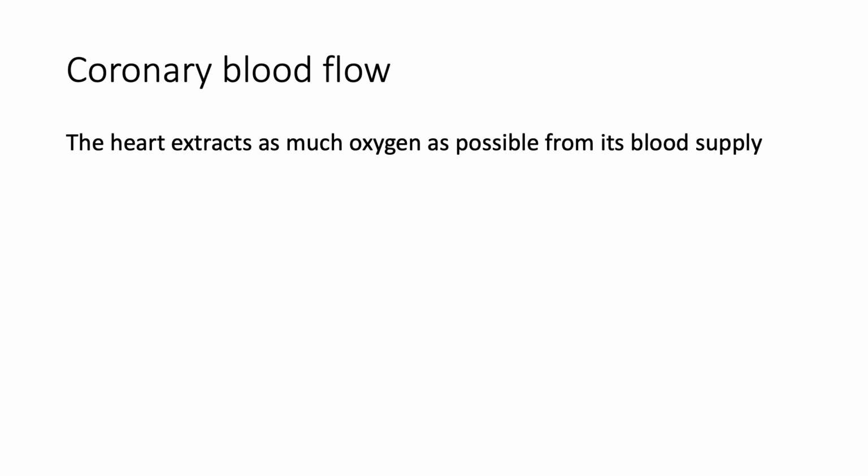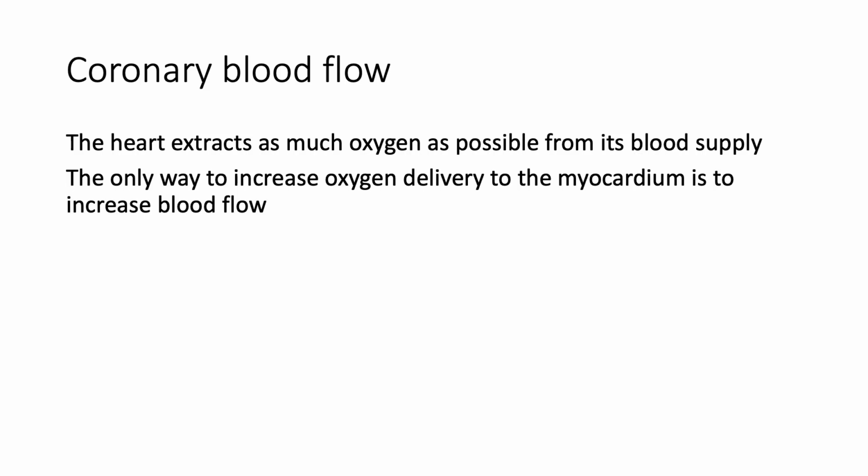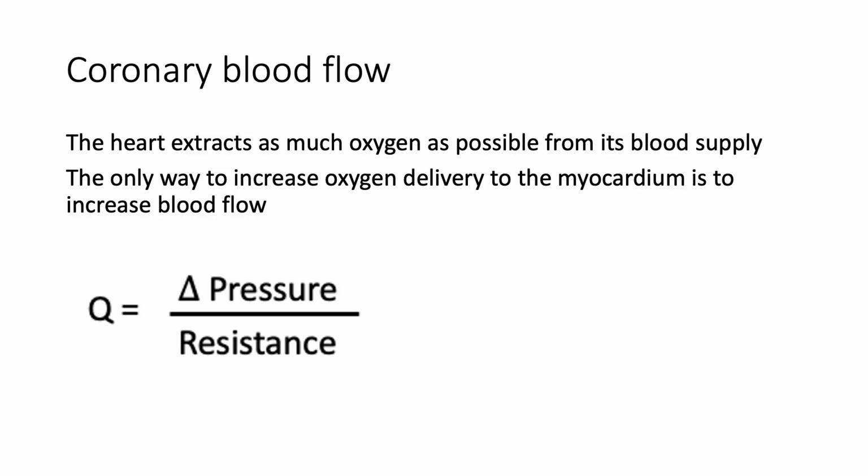All right, let's talk about coronary blood flow. So the heart is very efficient at extracting oxygen from its blood supply. And so the main way you're going to increase oxygen delivery to the myocardium is by increasing blood flow. And blood flow is determined by Ohm's law, where flow is equal to the change in pressure over resistance. And so one of the best ways to increase blood flow is by decreasing resistance.